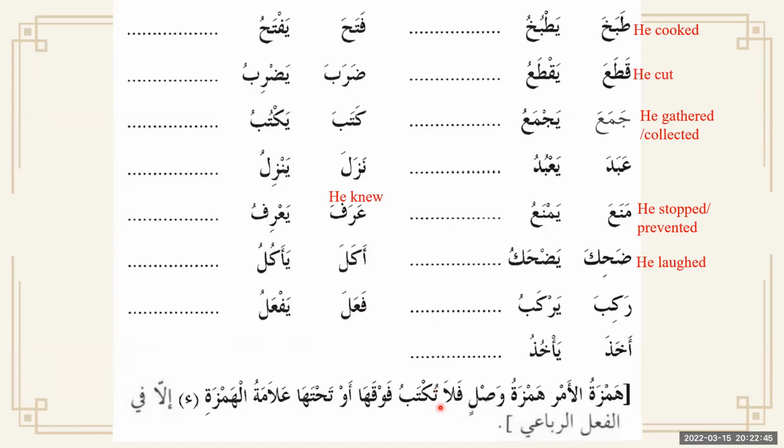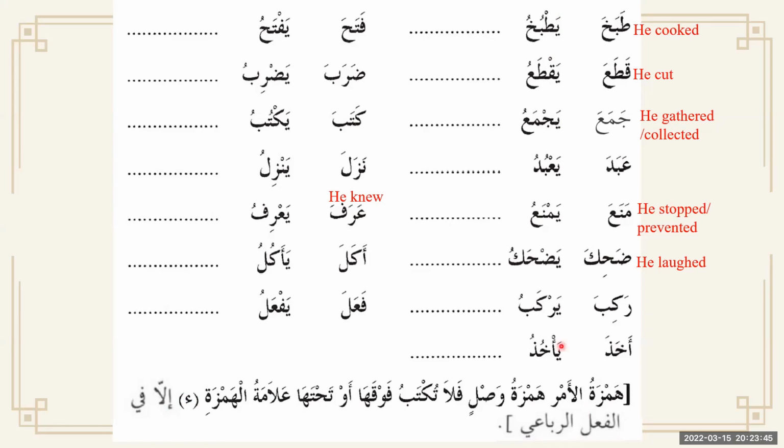Okay, no, actually this can be tuktabu also because this can be majhul, okay? So, فَلَا تُكْتَبُوا فَوْقَهَا أَوْ تَحْتَهَا عَلَامَةُ الْحَمْزَةِ. So what the author is saying is, hamzatul amr is hamzatul wasl, so there is no sign of hamza written above it or below it, illa fil fi'l rubai, except in the fi'l with 4 letters. Now, fi'l with 4 letters is not yet taught to you. So when you are adding the hamza for amr, you should never write the sign of hamza, which means hamzatul qata, over it or below it.